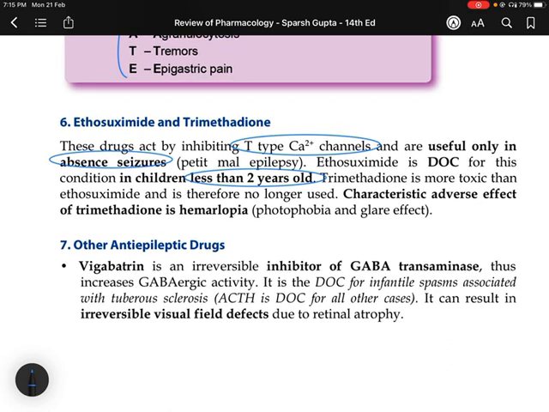Characteristic adverse effect of trimethadione is hemeralopia, which is photophobia or glare effect. It's a very characteristic effect. Hemeralopia.